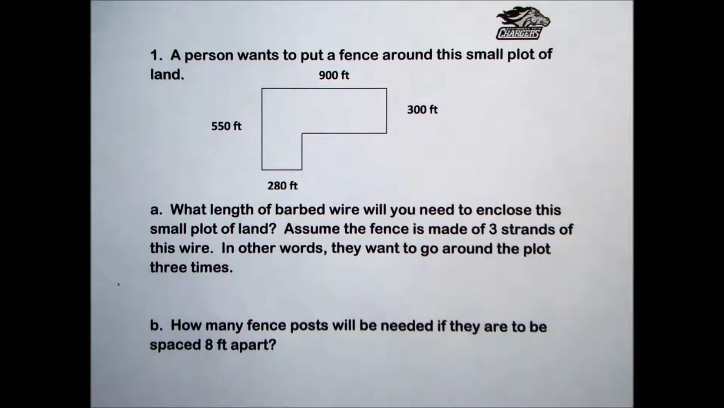Practice set 4, problem number 1. A person wants to put a fence around this small plot of land. What length of barbed wire will you need to enclose this small plot of land? Assume the fence is made of 3 strands of this wire. In other words, they want to go around the plot 3 times.